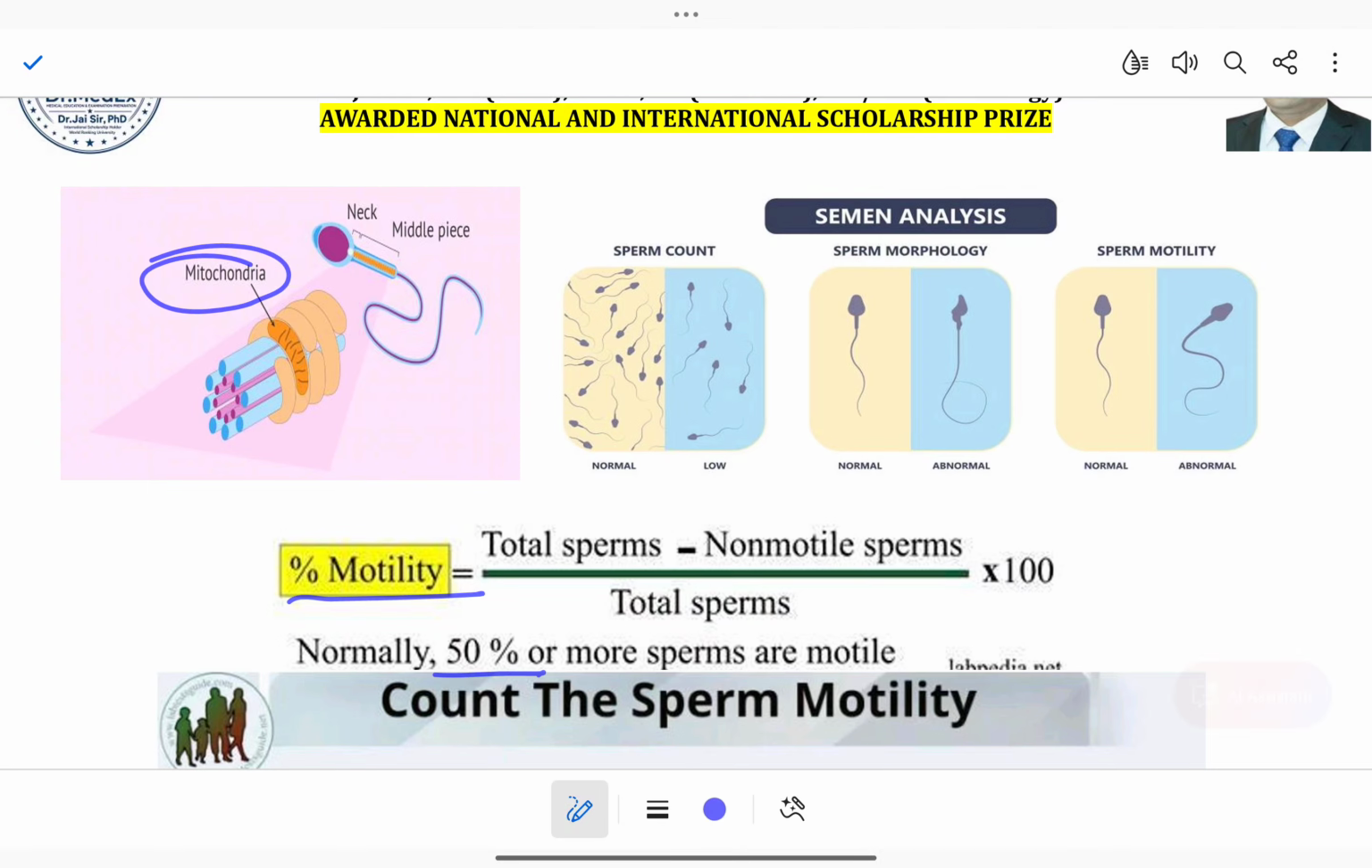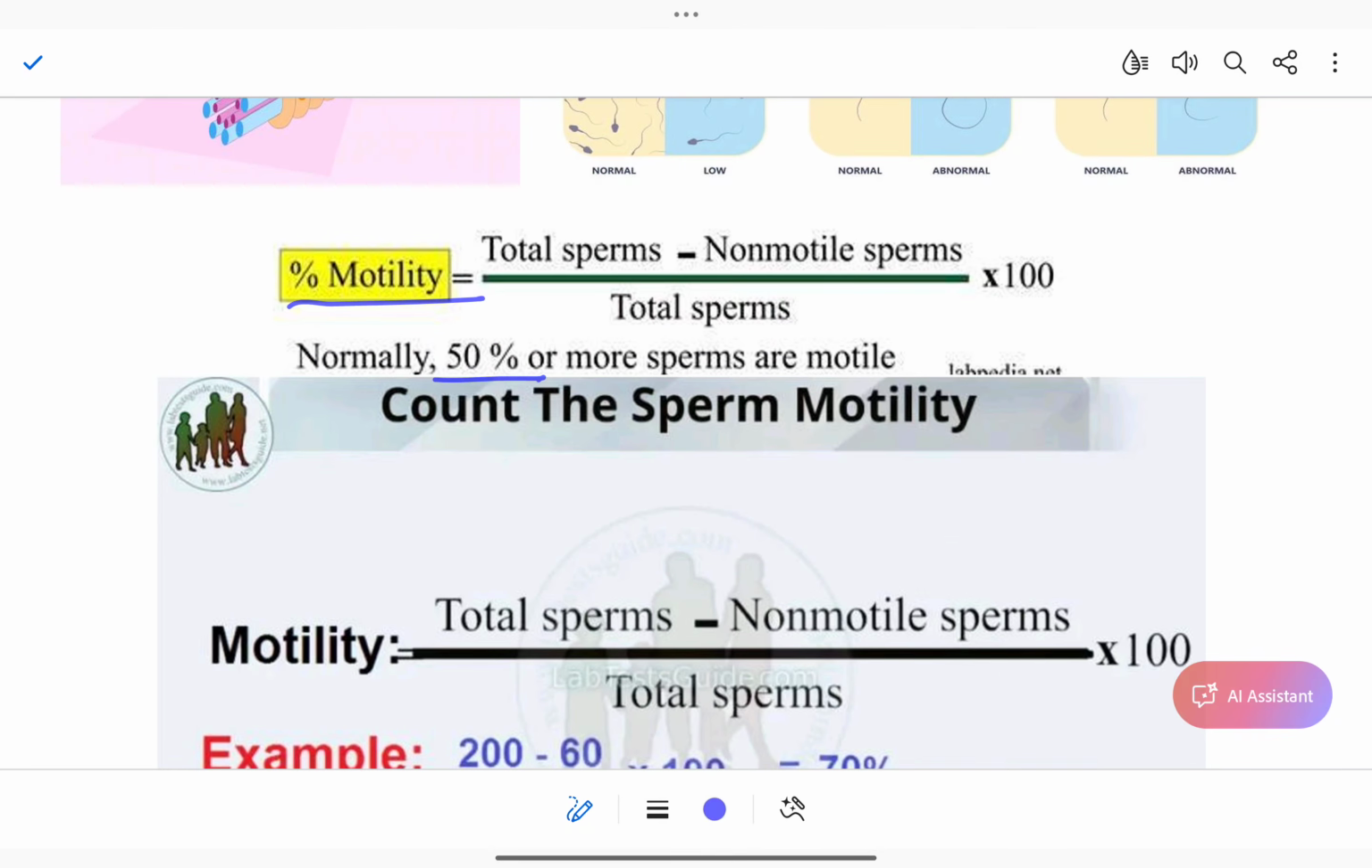This is a picture. Already I have explained to you the middle piece, neck, and everything. Semen analysis. So a sperm count you can see here, and sperm morphology, sperm motility. As a percentage of motility, how do you find it? Total sperms minus non-motile sperms divided by total sperms into 100. Okay. So normally 50% of the sperm are motile. Okay. Count the sperm motility. How will you count the sperm motility? Total sperms minus non-motile sperms divided by total sperms into 100.